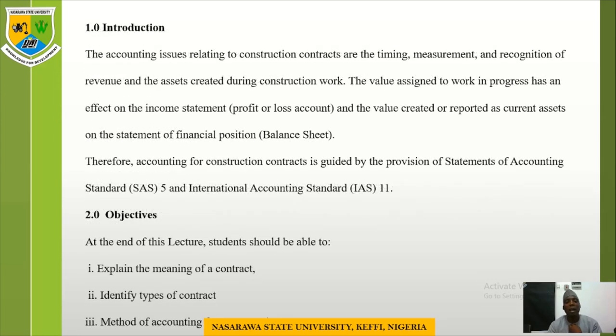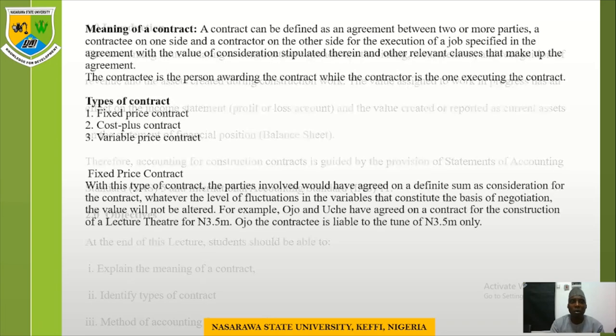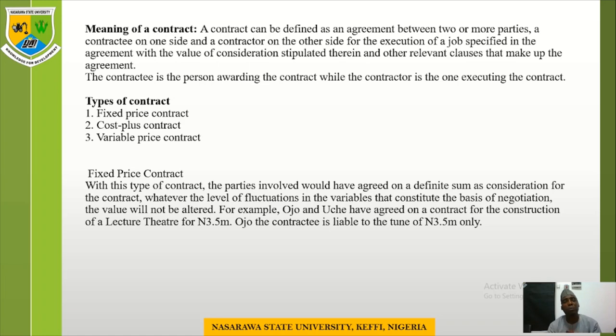Our objectives are that, at the end of the lectures, we're expected to explain the meaning of a contract, as I've earlier told you, then identify the types of contract, and above all, the methods of accounting for construction contracts. By way of definition, a contract can be defined as an agreement between two or more parties.